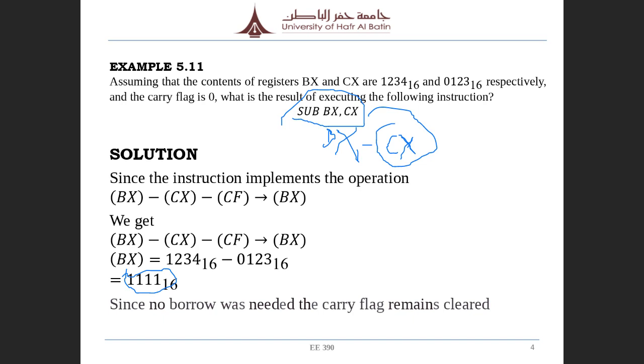And what about the carry flag? You are subtracting a smaller number from a bigger number, because CX is less than BX, so definitely no borrow will happen. We know the carry flag is set if a borrow in or carry out happens at the MSB, the most significant bit.